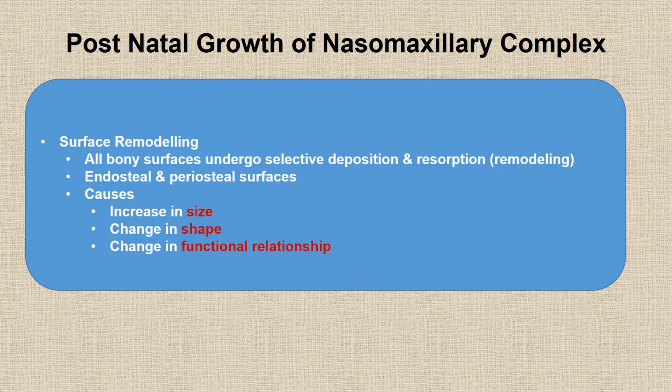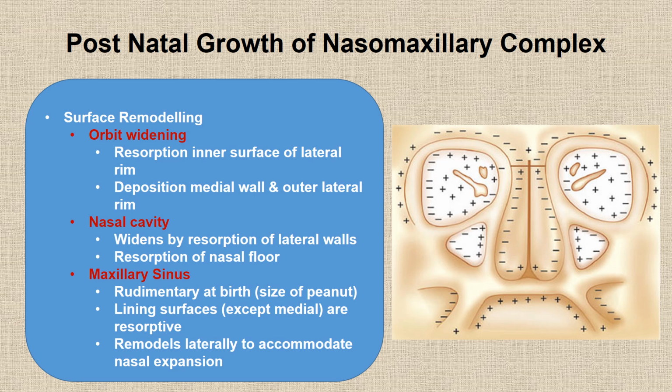Now, surface remodeling: all the bony surfaces of the maxilla undergo selective deposition and resorption, or remodeling. This occurs on both the endosteal and the periosteal surfaces, and this results in an increase in size, change in the shape, and change in functional relationships of the maxillary complex. Okay, now surface remodeling.